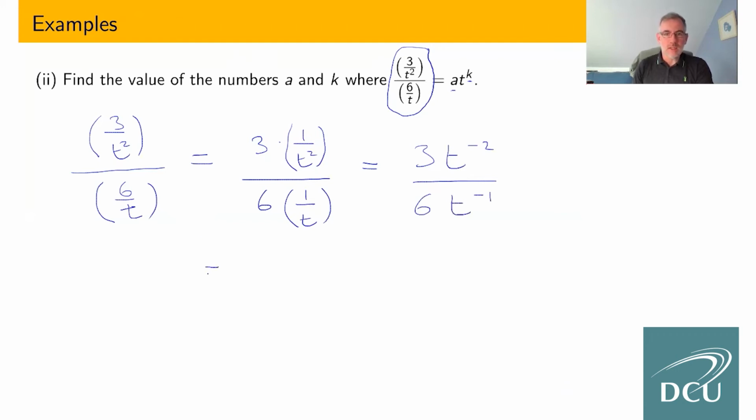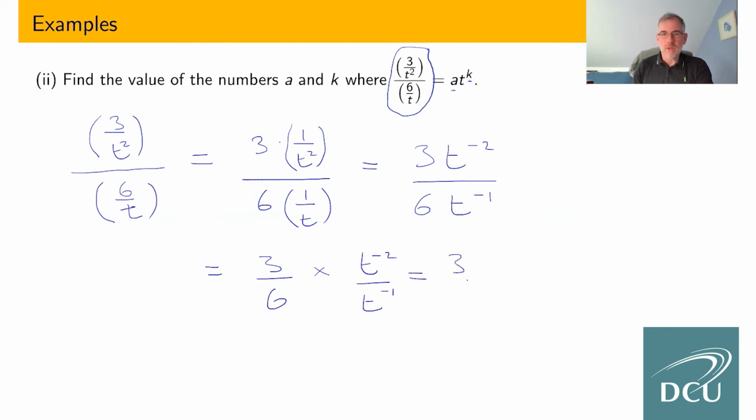Okay, so now I can continue my calculation. I can keep the numerical parts separate. I have 3 over 6, and that's being multiplied by t to the power of minus 2 over t to the power of minus 1. Not really necessary to do that line, but maybe it makes things a little bit clearer.